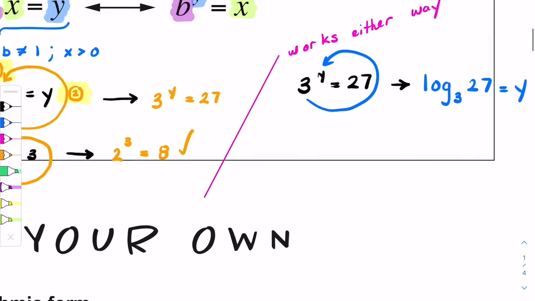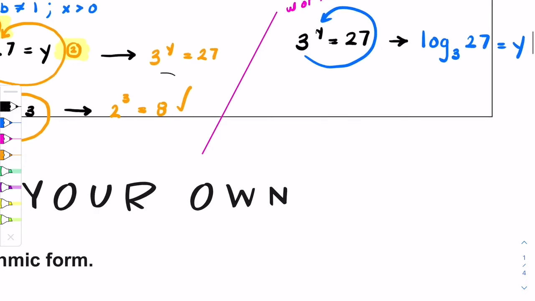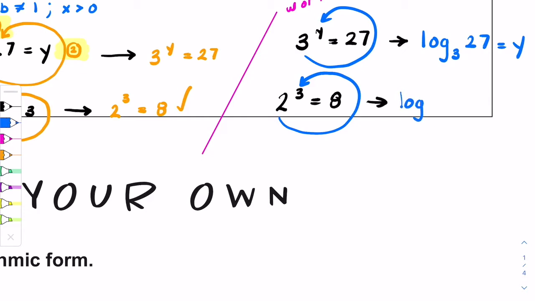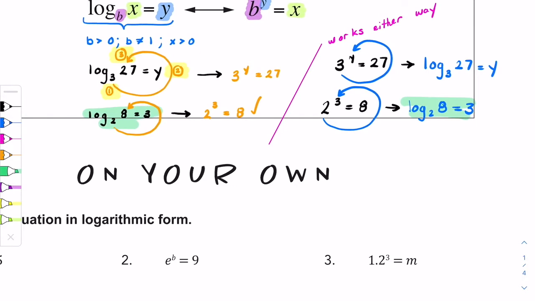Again, either use this shortcut or trick method or just memorize the order. If we look at this one, we know we have 2 raised to the power of 3 is equal to 8. We're going to draw a circle. Starting with log, we have log base 2 of 8 is equal to 3. And compared to where we started, yes, we have the same functions, so that is correct.